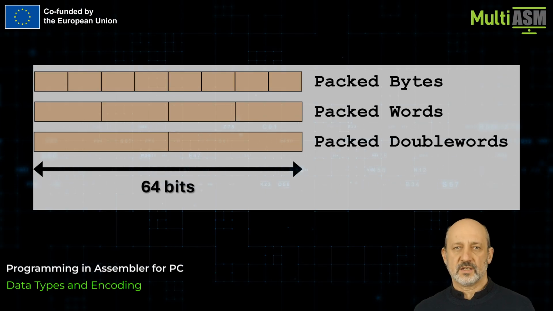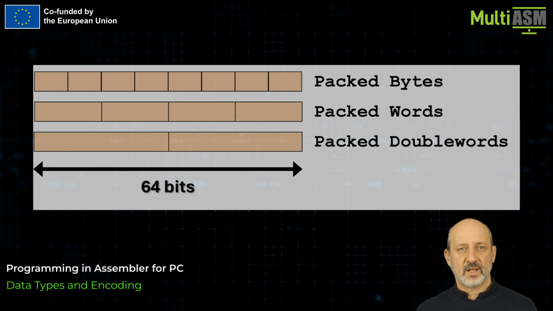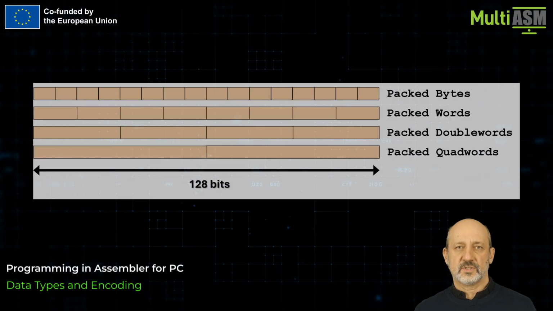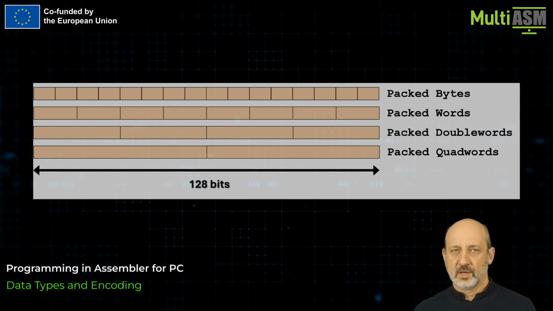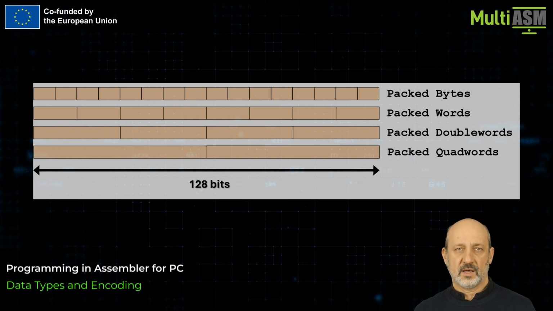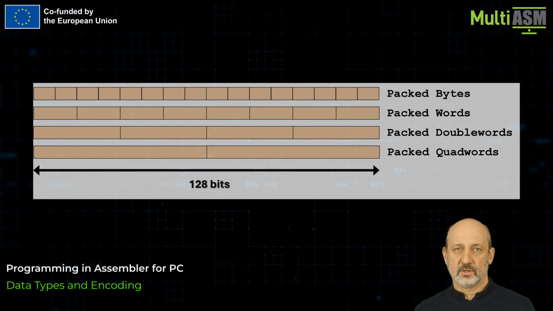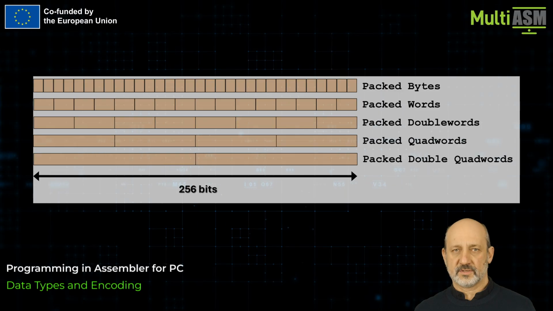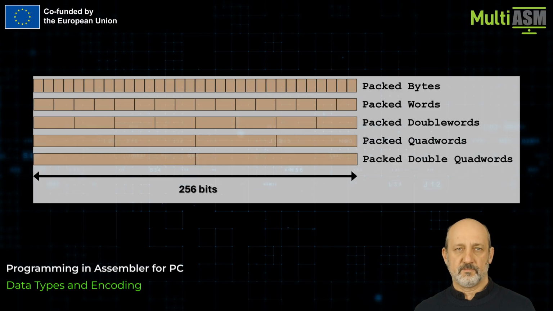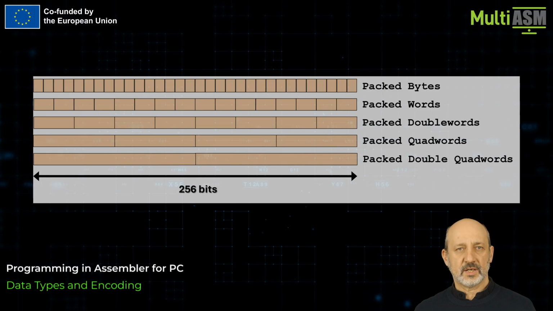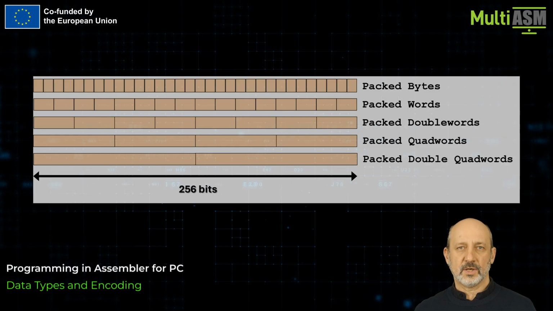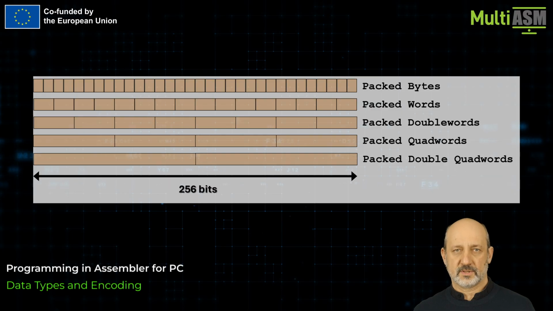With the growth of the size of SIMD registers, the number and size of packed elements also grow. Used in XMM, a 128-bit packed integer data type contains 16 bytes, 8 words, 4 double words, or 2 quad words. With the appearance of YMM registers, the 256-bit packed integer data type contains 32 bytes, 16 words, 8 double words, 4 quad words, or 2 double quad words.